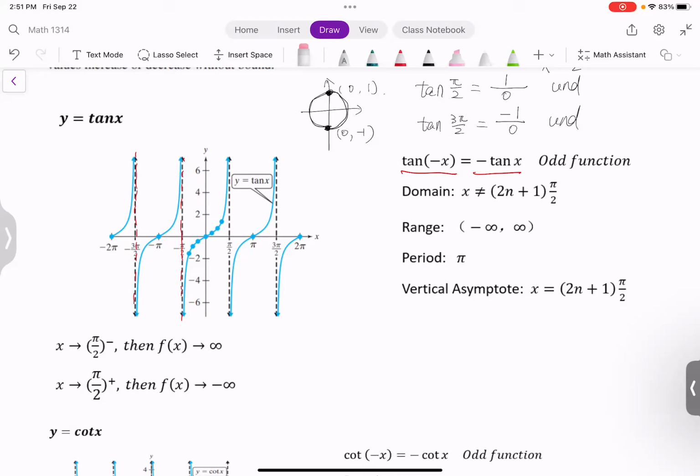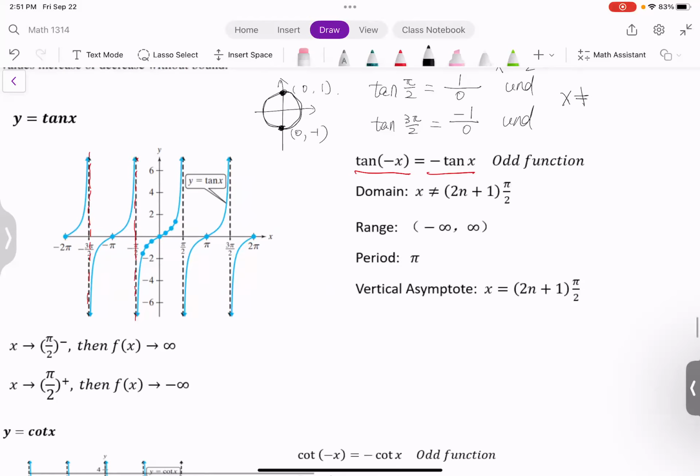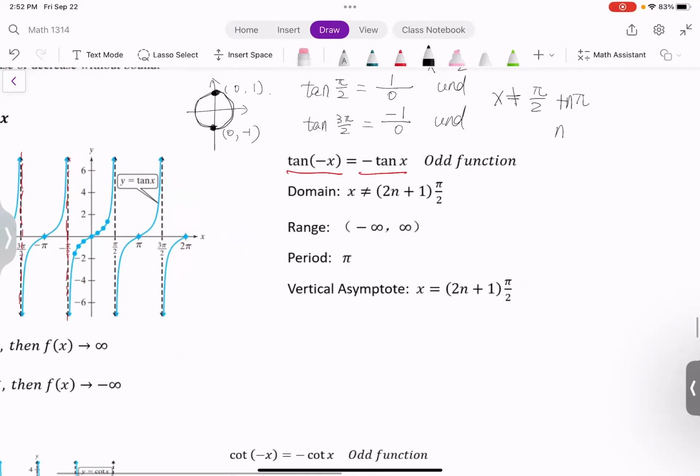So my x will never equal the angles of these points. They are pi over 2, plus pi, plus 1 pi, 2 pi, 3 pi, so plus n pi. Let's say n is positive or negative 1, 2, 3, so all the integers, positive or negative. So the domain of the function is x not equal to half pi plus n pi.